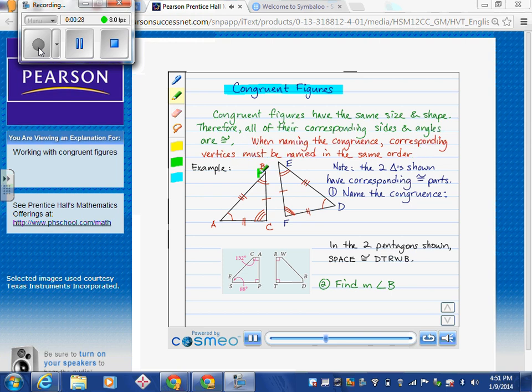Okay, so for example, I've drawn two triangles for you, and you can see in the illustration which angles are congruent. In other words, angle B and angle E are congruent. Angle A and angle D are congruent. Angle C and angle F are congruent. Okay, so in the triangle shown, why don't you see if you can name the congruents? Name the way that the triangles are congruent, and when you're ready, go ahead and hit continue.